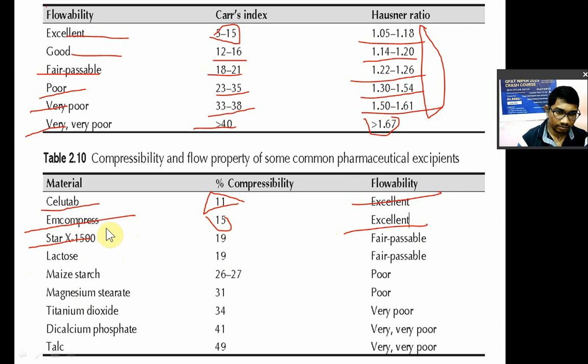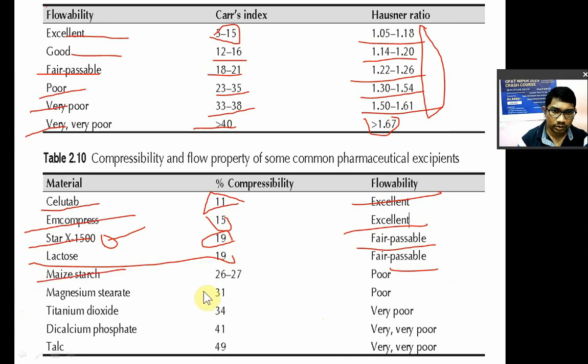Star RX 1500. ये क्या है? डायरेक्टली कंप्रेसिबल स्टार्च होता है. 19% compressibility is there. So flowability is fair, passable. Lactose has a 19% compressibility, which is again fair, passable. Now maize starch उसका होता है 26 to 26.7. It is a poor flowing. देखो starch का पाउडर जो होता है वो free flowing नहीं होता है. That is a poor flowing.